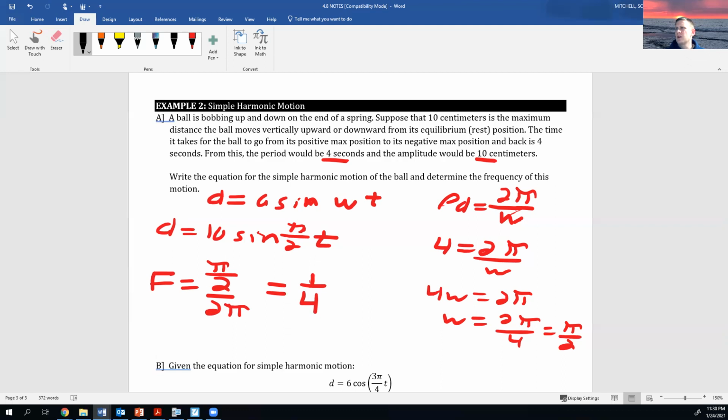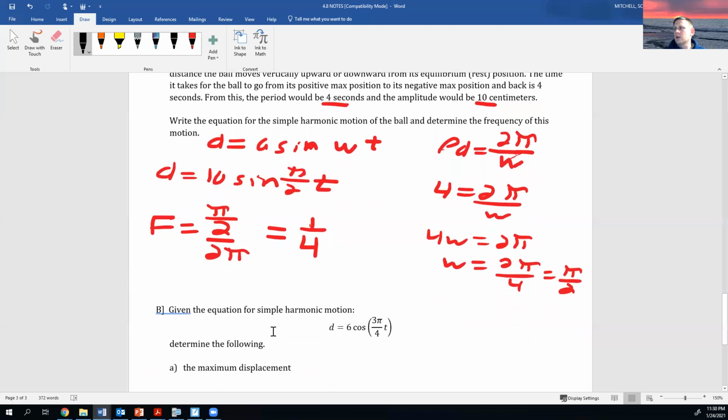Okay, think about it this way. The period's 4 seconds. So how far does it go in 1 second? It goes 1/4 the time. It's going basically that distance in 1 second. Okay. Questions? Hopefully that makes sense.